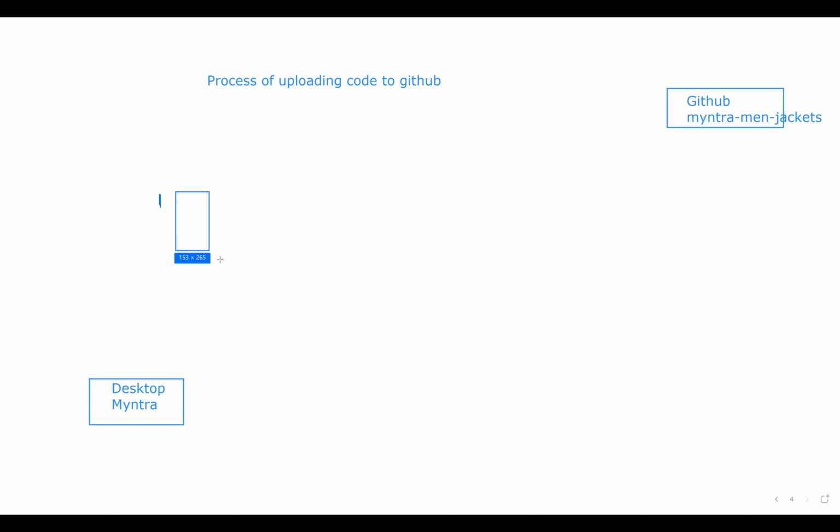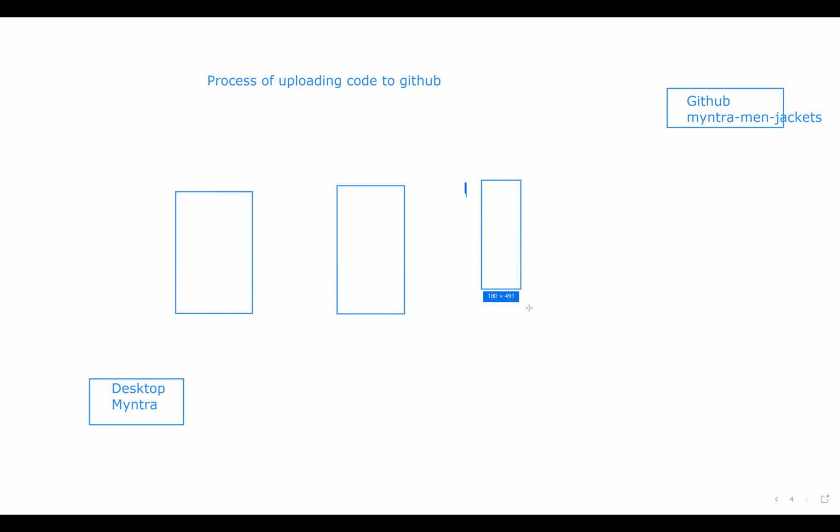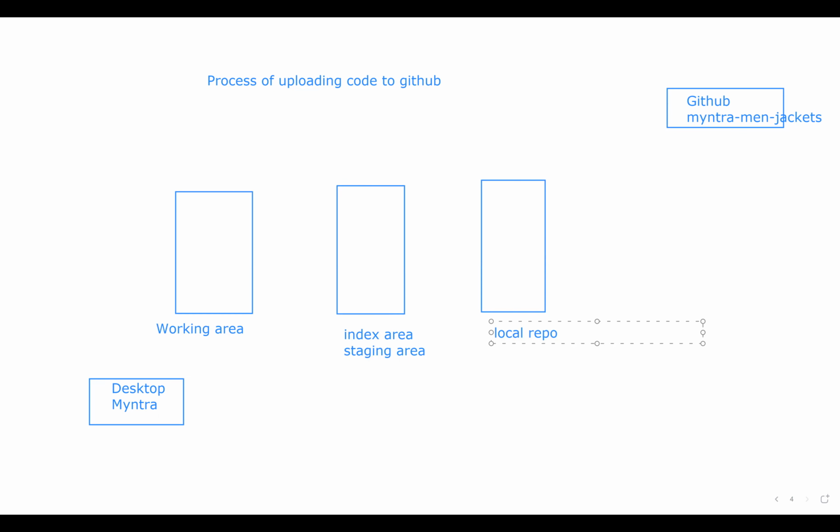Stage 1, stage 2, stage 3. What is stage 1? Stage 1 is called the working area. Stage 2 some developers call the index area, or some people call it the staging area. Index or staging, anything is fine. And the third one is the local repository. Repository means folder. This is the central repository.